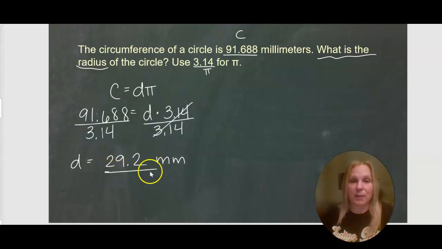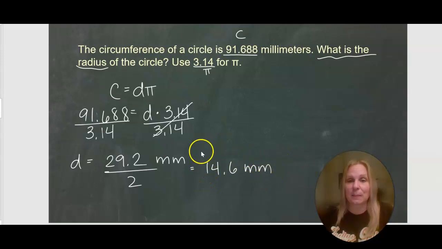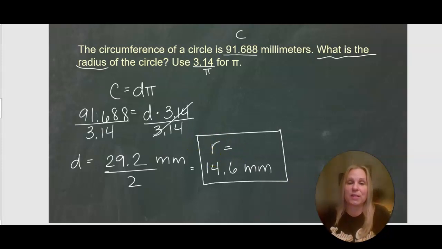So divide by 2, and I get 14.6 millimeters, and that is my radius. My radius equals 14.6 millimeters because it's half the diameter. All right, a few more.